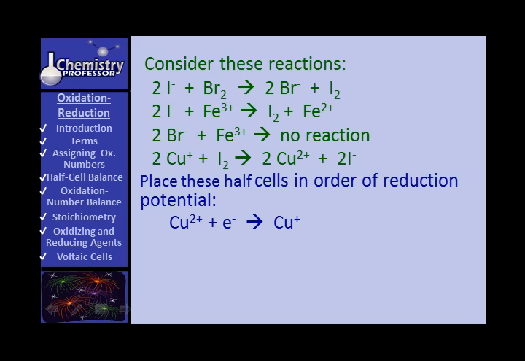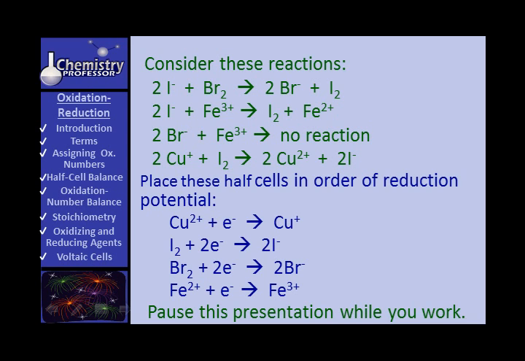And here are the half cells you're dealing with. You're dealing with Cu2+, iodine, bromine, and the ferrous ion. Now pause this presentation and take those half cells, and based on those 4 equations, put them in the proper order. Then bring the program back on, and I will show you what I did.